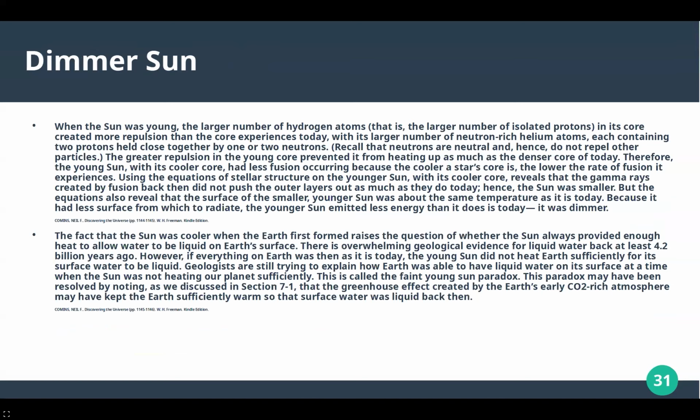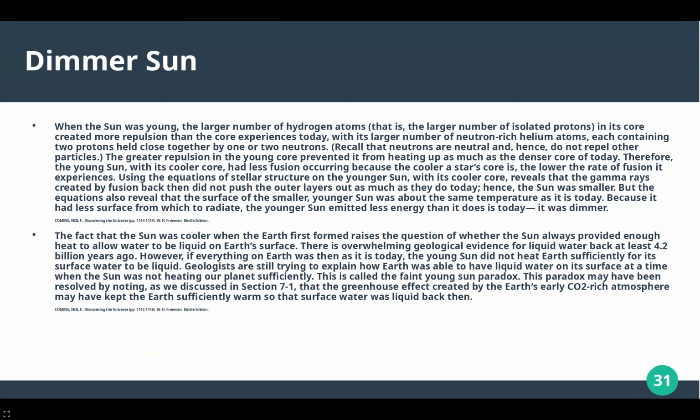Using the equations of stellar structure on the younger sun with its cooler core reveals that the gamma rays created by the fusion back then did not push the outer layers out as much as they do today. Hence, the sun was smaller, but the equations also reveal that the surface of the smaller, younger sun was about the same temperature as it is today. Because it had less surface from which to radiate, the young sun emitted less energy than it does today. It was dimmer.